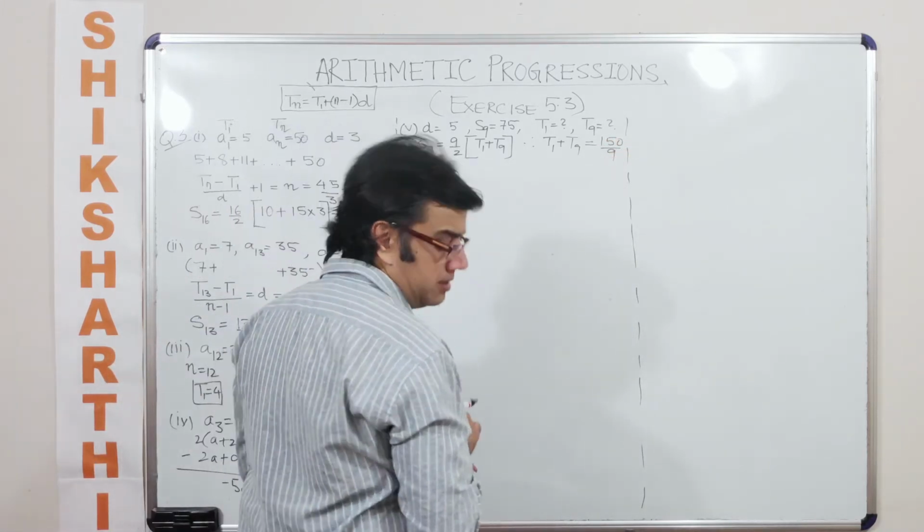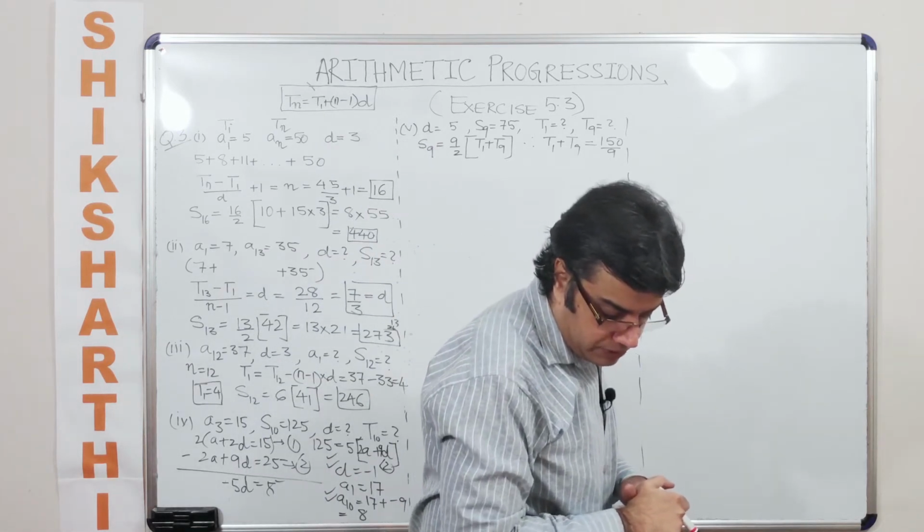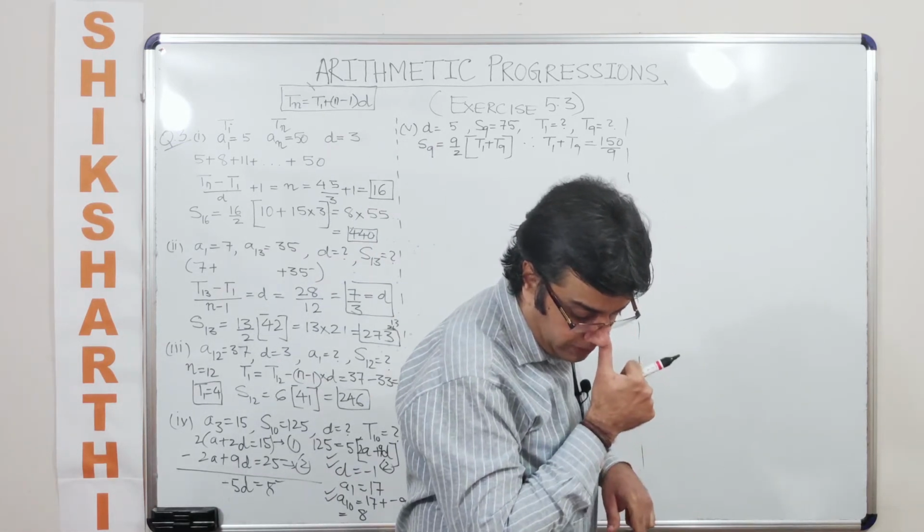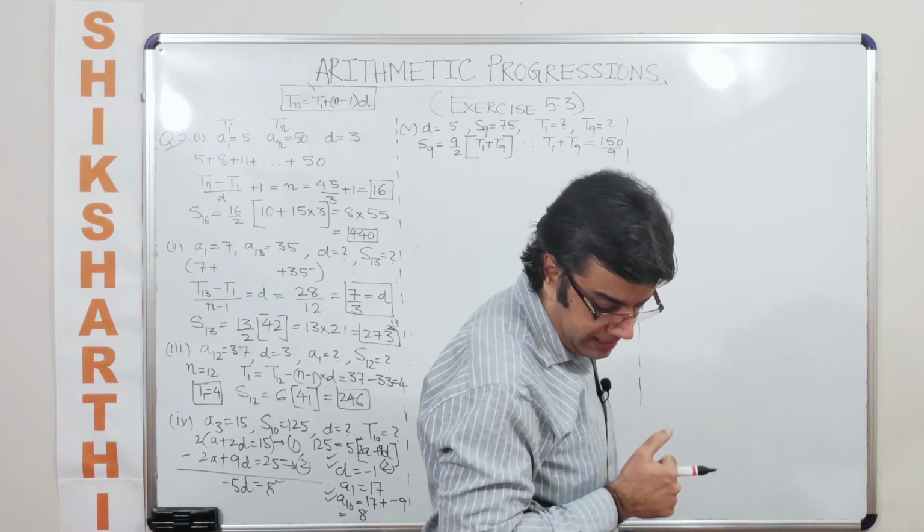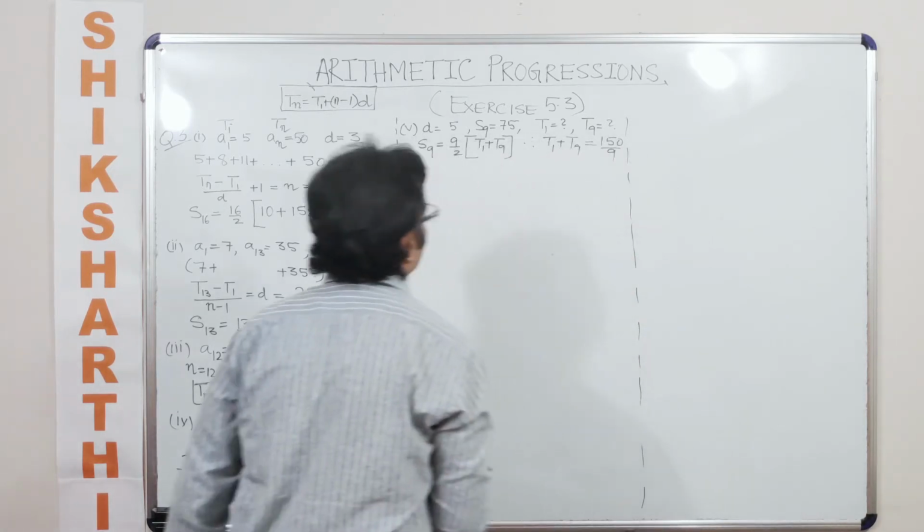This is what you get. But is there any other thing that they have given to you in this question? They have given you the common difference. They have given you the sum for first 9 terms.